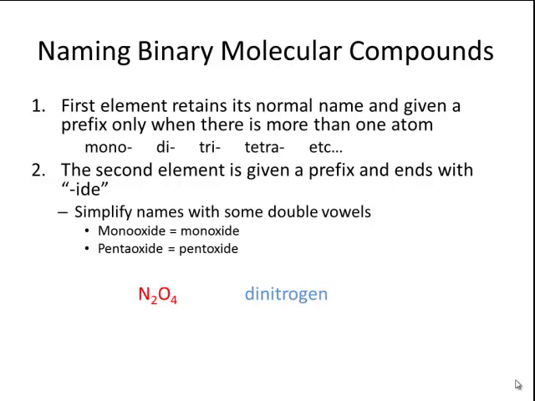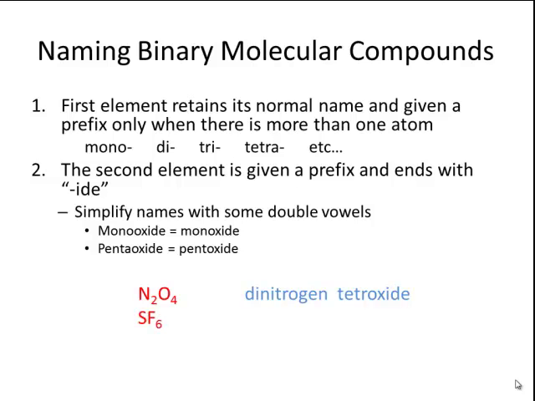In the compound N2O4, since there are 4 oxygens, the prefix for 4 is tetra, and oxygen is going to change its ending to oxide, so this is going to be called tetroxide. So N2O4 is dinitrogen tetroxide.